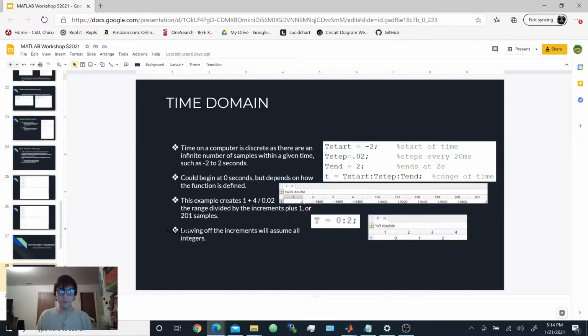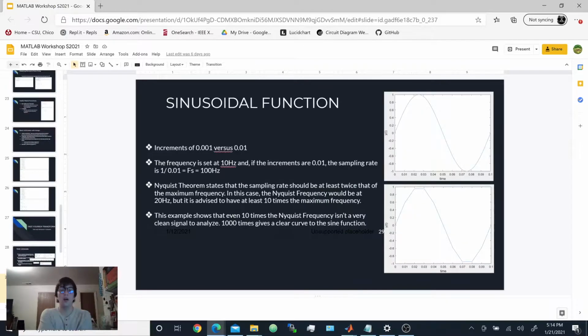The top there has a step size of 0.001, and the bottom has a step size of 0.01. So you can see a vast difference between the top and the bottom, because the bottom one is very boxy. It's very janky. I don't know what word to use for it.